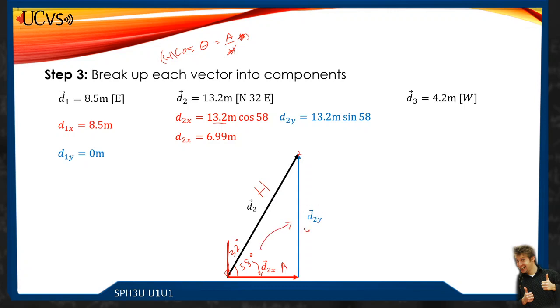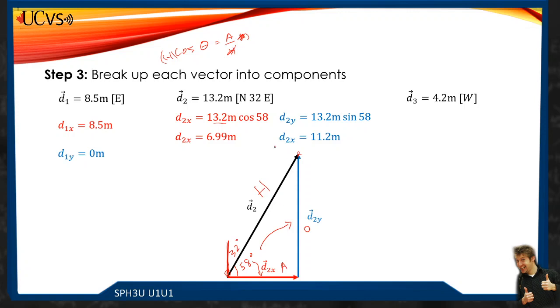That's going to be the opposite side. So it's opposite divided by hypotenuse, so we're going to be using the sine ratio. We end up with 13.2 multiplied by sine of 58, and we end up with 11.2 meters.